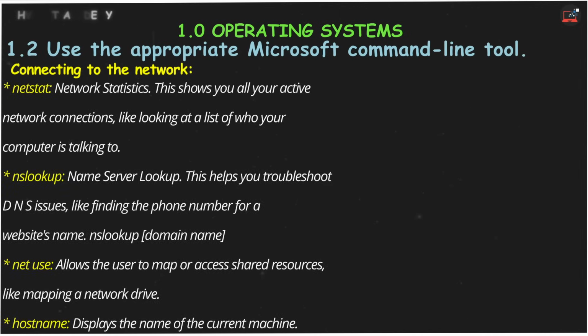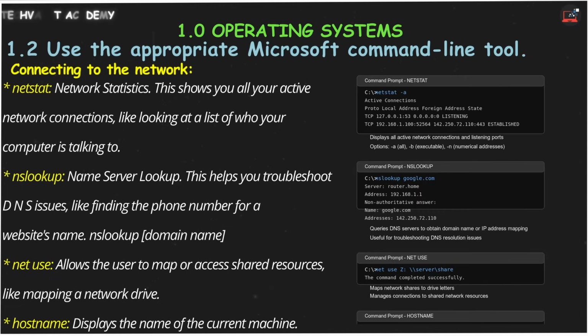Netstat, network statistics. This shows you all your active network connections, like looking at a list of who your computer is talking to. nslookup, name server lookup. This helps you troubleshoot DNS issues, like finding the phone number for a website's name. nslookup, domain name. net use allows the user to map or access shared resources, like mapping a network drive. Hostname displays the name of the current machine.